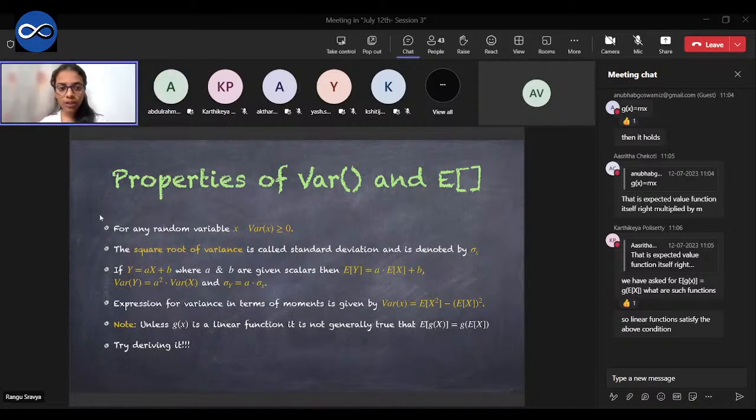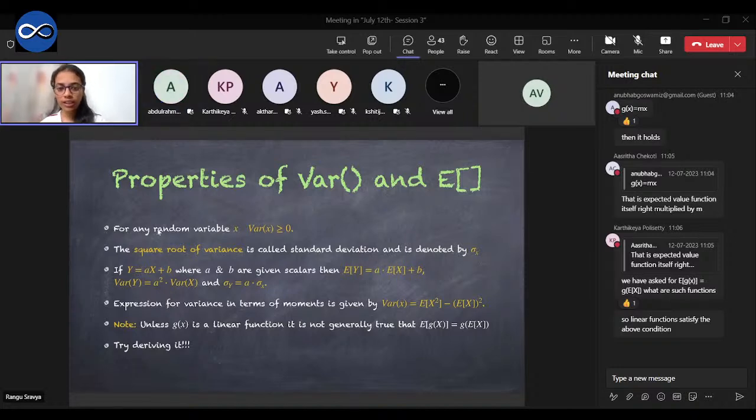So there is an expression for variance in terms of moments. Generally, calculating variance by its definition is not so easy. So we will generally calculate variance using this formula: variance of x is equal to E of x square minus E of x whole square. This is a useful formula. Everyone do remember. Generally we will be calculating variance using this formula in most problems. So this is the point to be noted.